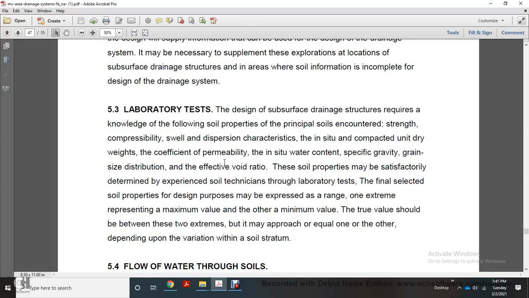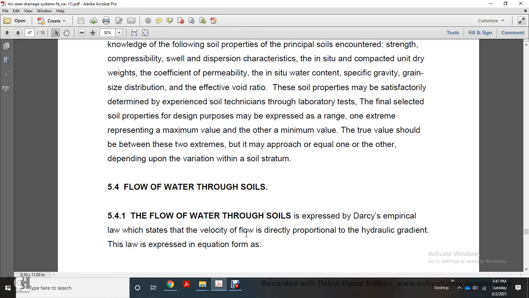The final selected soil design properties are expressed as a range, with one extreme being the representative maximum value and the other the minimum value. The true value should be between the two extremes and may approach one or the other depending upon the variation of the soil stratum.